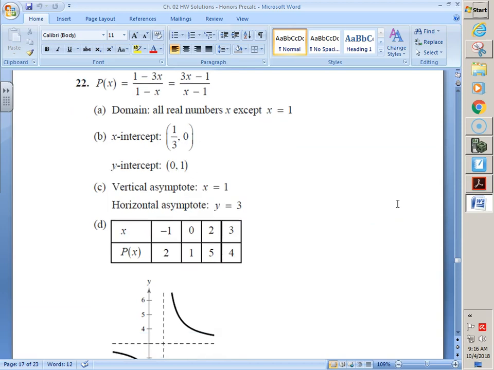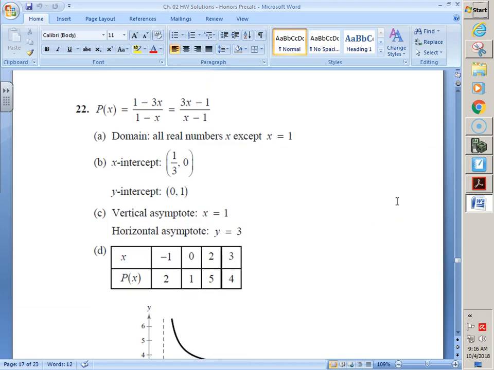Number 22. Let me give you a second. There was a lot to check on this one, right? Domain, x does not equal 1. X-intercept, 1/3, 0. Y-intercept, 0, 1. Vertical asymptote at 1, because those don't reduce. Horizontal asymptote, yep, degrees are tied at 3. You don't have to check their table. It might not be the same as yours. Remember, we have a much better system with our sign chart.